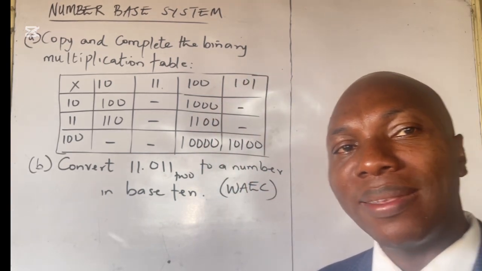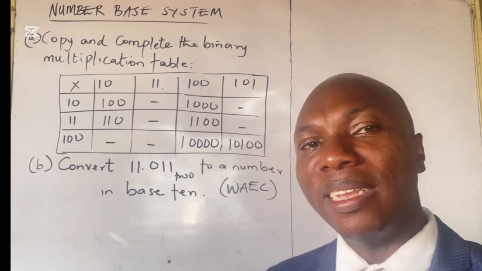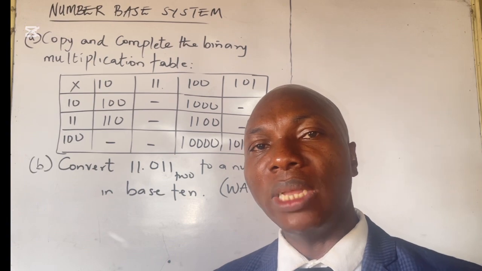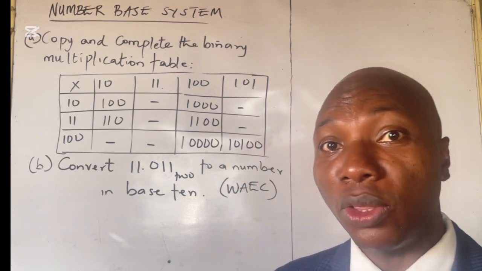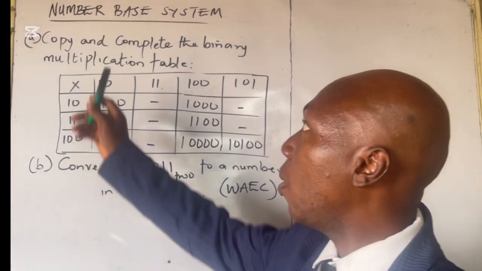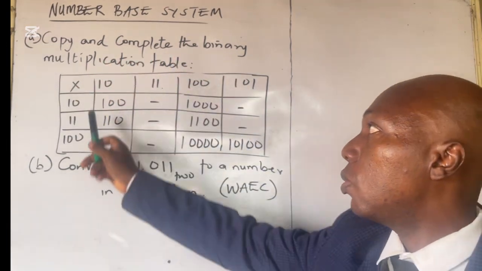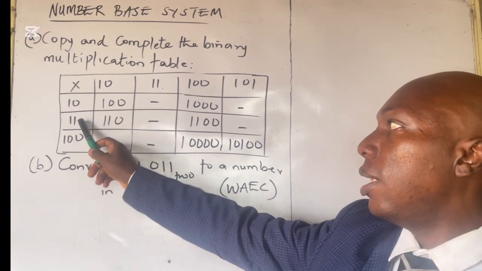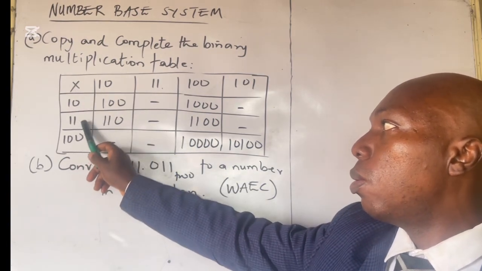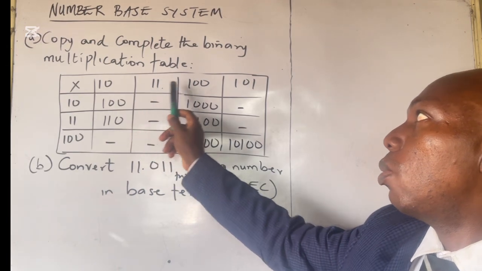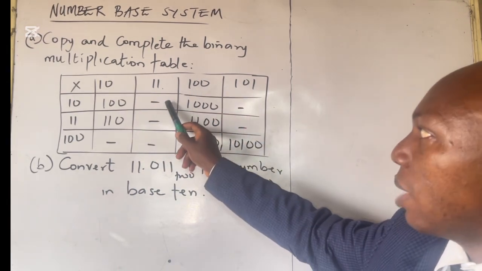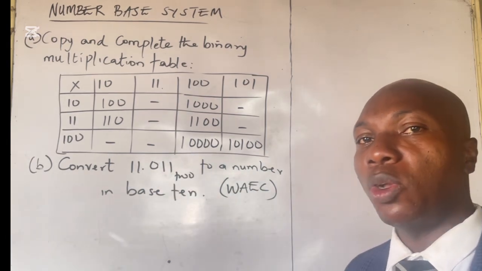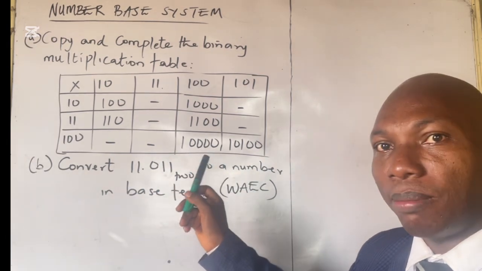On number-based systems, this is a trick WAEC use in testing our students. Maybe they will use a calculator or not. Let's see the question. Copy and complete the binary multiplication step. This is multiplication in 10, 11, 10, 10, 11, 100, 1011, 101. So we have the missing figures here. We're asked to do that in multiplication in binary, base 2.